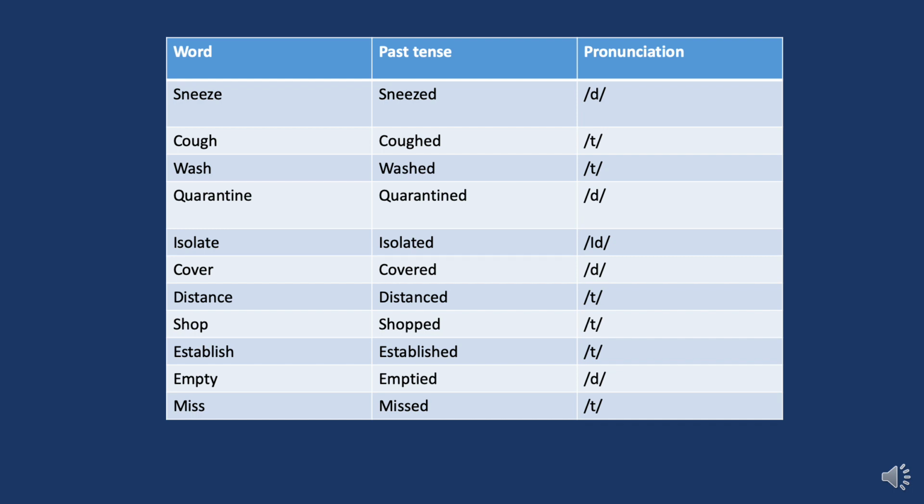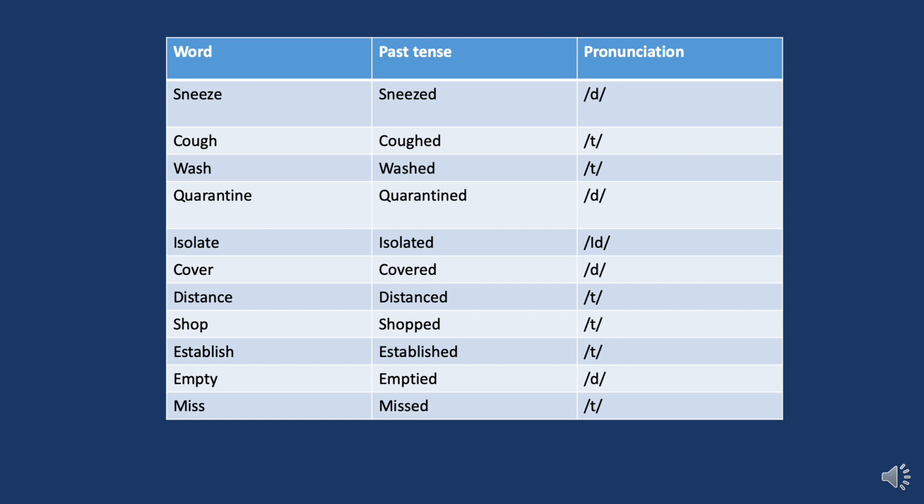The third verb is wash. Ends in a sh sound. You can feel your throat. Does that vibrate? Shh. Washed. Here's the T at the end, so that takes a T sound. The next word is quarantine. The end sound is the last sound. Does the end vibrate in your throat? Yes, it does. So that means it takes a D sound. Quarantined. The next word is isolate.